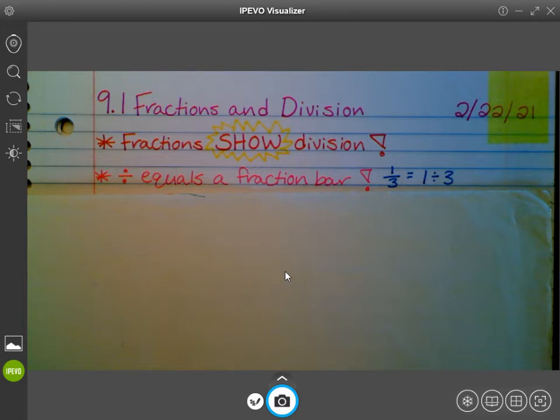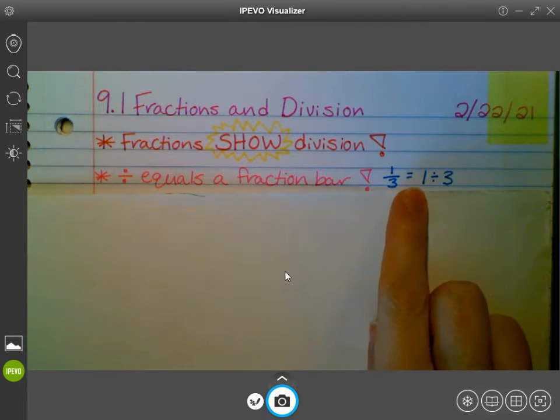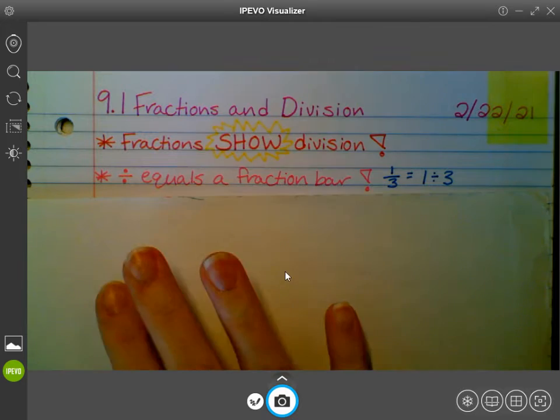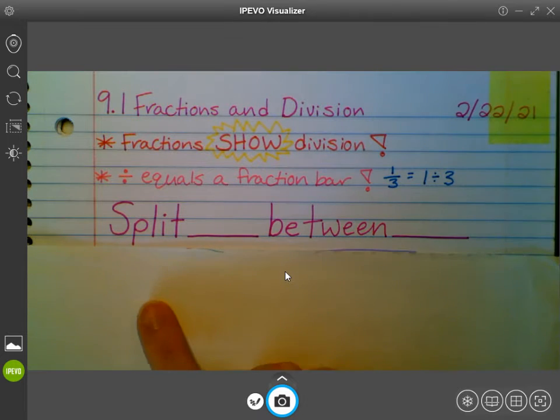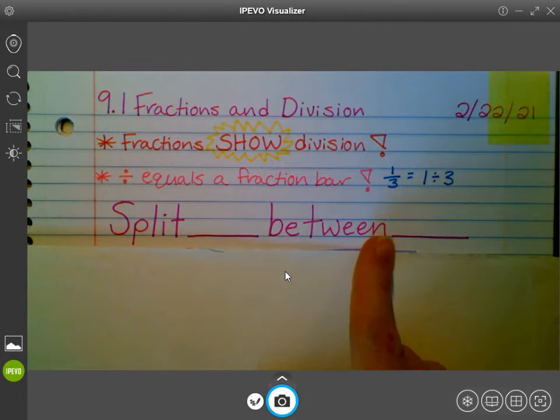Okay, perfect. So, when it comes to us interpreting a fraction, like if we're asked, okay, turn this fraction into a division problem, that's kind of what we did here. 1/3 equals 1 divided by 3. We are thinking about split between. So we're splitting what between what? So if I say I have a whole pizza and I'm splitting it between 4 people, I'm splitting 1 between 4. So that would be 1/4.